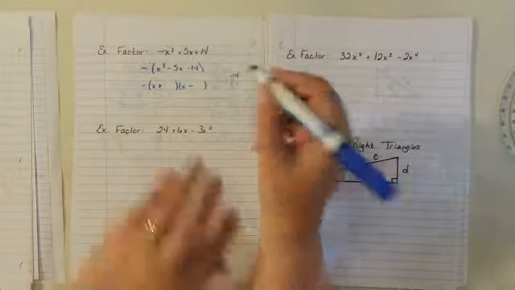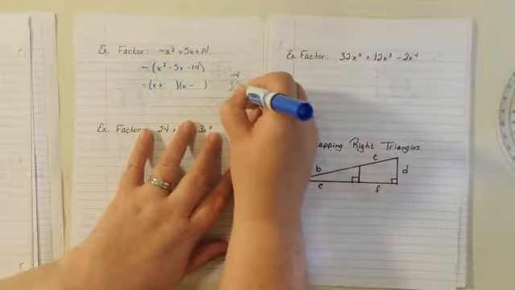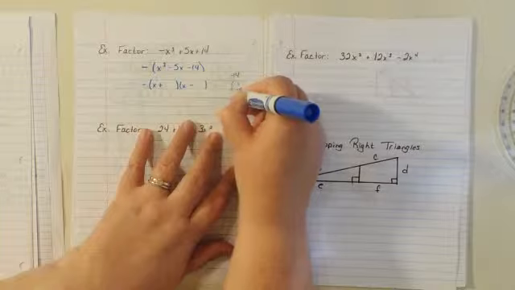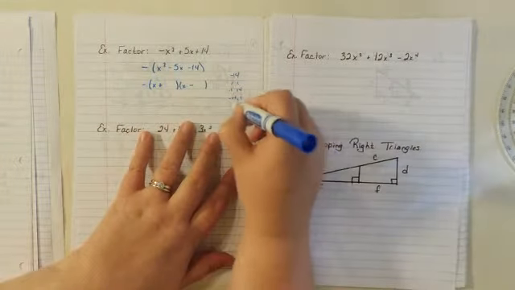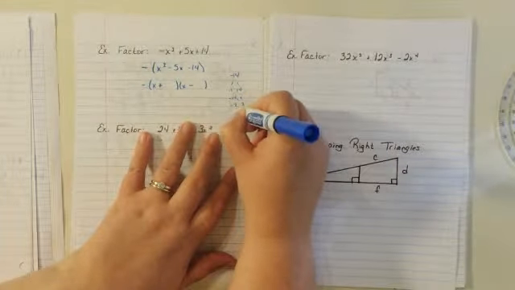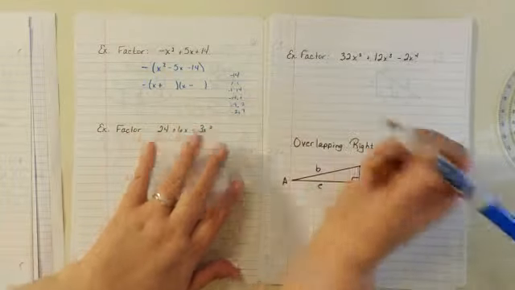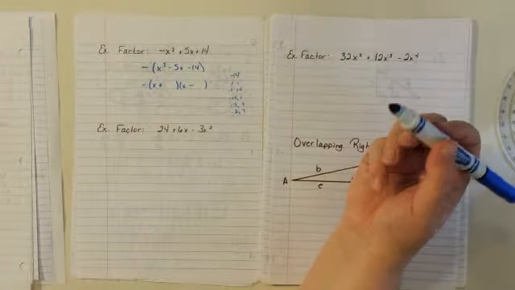So the factors of negative 14 are going to be negative 1 and 14, or negative 14 and 1, negative 7 and 2, or negative 2 and 7. Okay, those are the factors of negative 14.